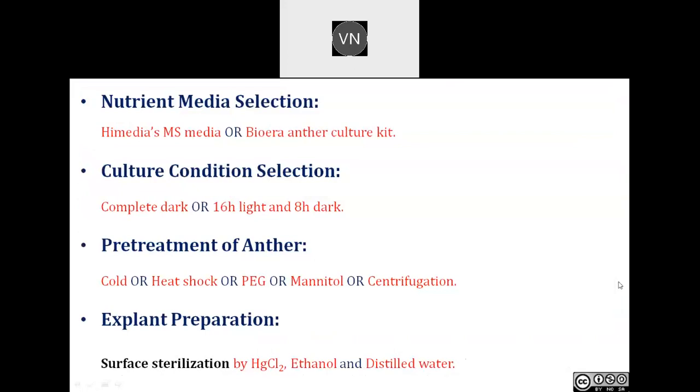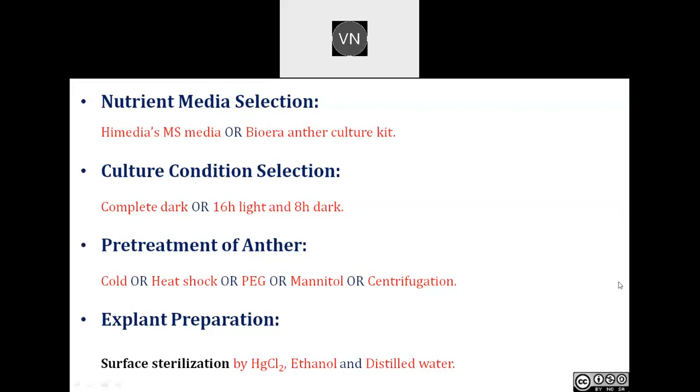Now in other protocols, I have selected nutrient media. There is a general media, MS media, which is universally accepted, and I also tried a Bioera anther culture kit. I manipulated MS media, but the Bioera anther culture kit was not manipulated. Now in the culture conditions, the established fact is that for anther culture, we need a complete dark period. But I have also tried a general tissue culture practice, maintaining a 16-hour light and 8-hour dark period.